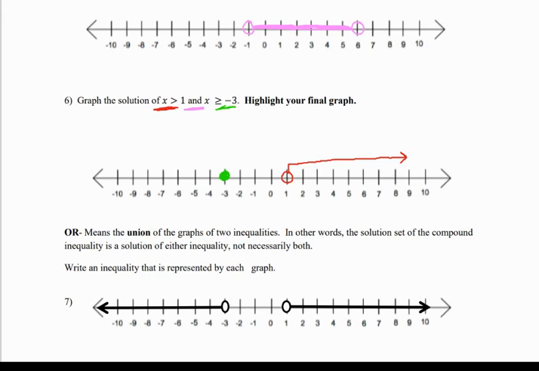Greater than or equal. Going to the right as well, because it says greater than or equal to. So does this look like the graphs we have been getting? Are they connecting here? They're both going in the same direction. So remember, AND graphs are where they overlap. So where do you see green and red?